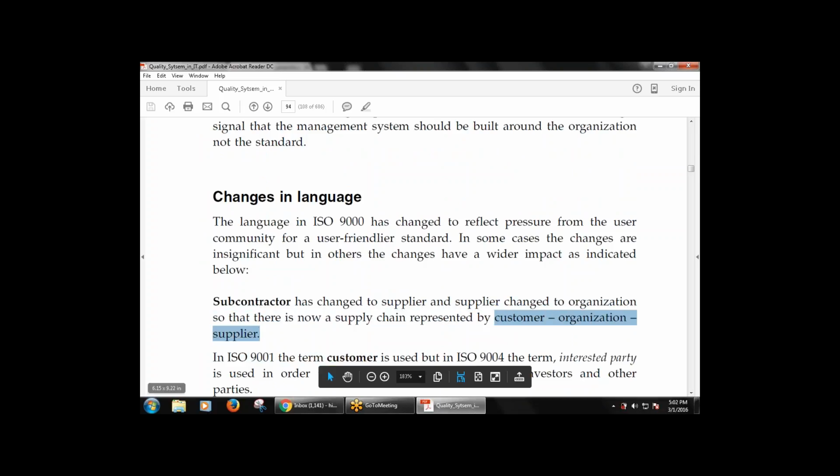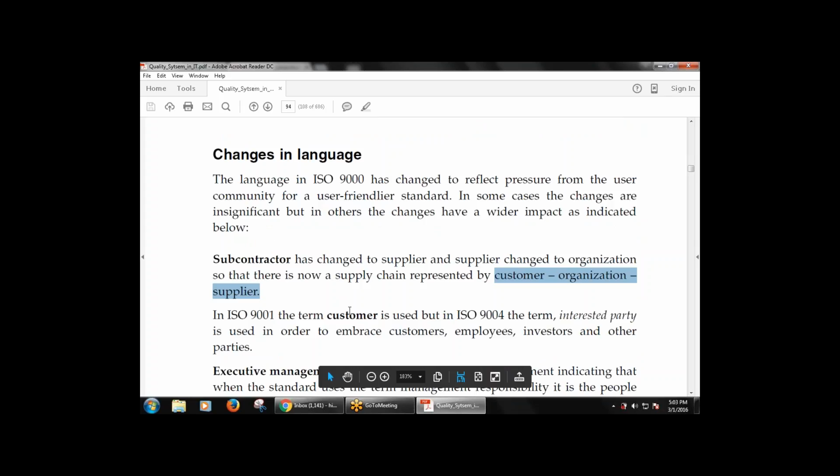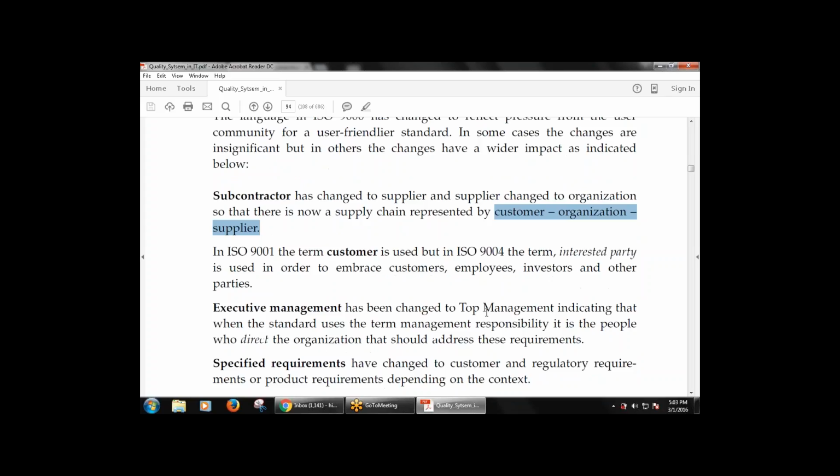So there is a customer, an organization, and a supplier that replaces the subcontractor. That is a change in the language. In ISO 9001 the term customer is used, but in ISO 9004 the term used is interested party. So either we can use the term customer or the term interested party in the ISO 9004 standard. Executive management has been changed to top management, indicated when the standard uses the term management responsibility, who directs the organization and should address these requirements.